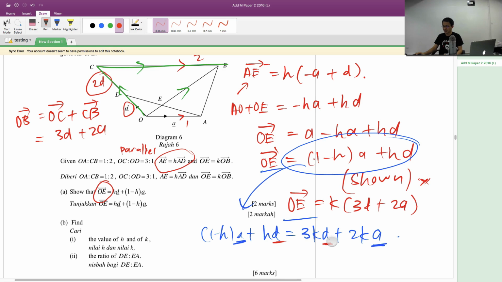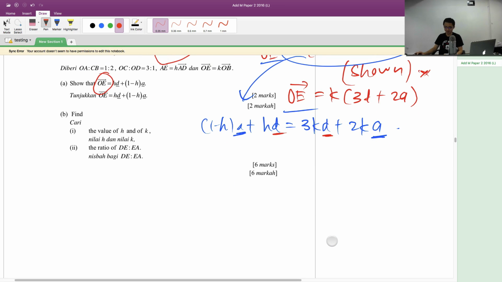Alright, so let's do part A first. The A over here actually tells us 1 minus H equals 2K, so I can say H equals 1 minus 2K. This is my first equation. And then comparing the D and D, I can say H equals 3K.